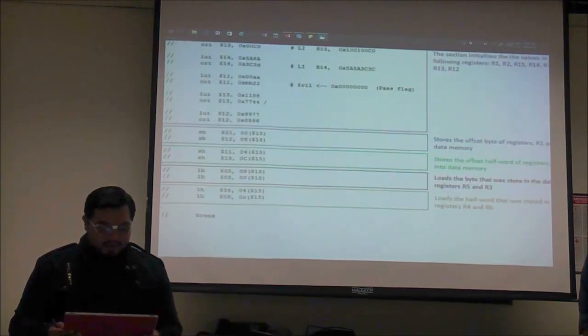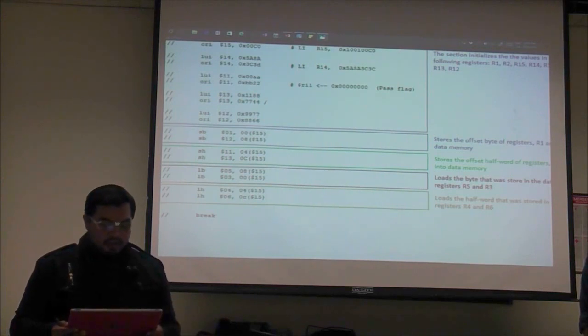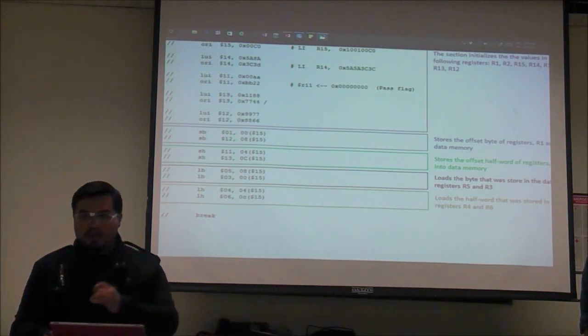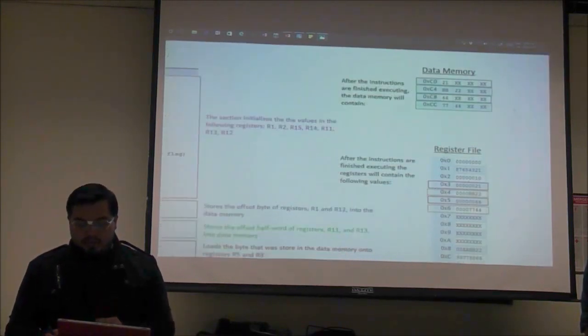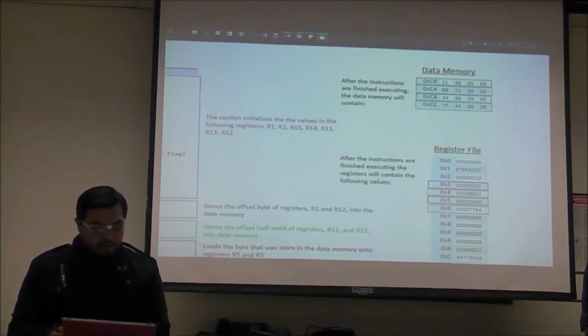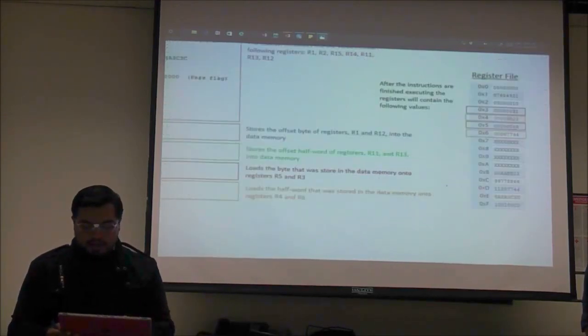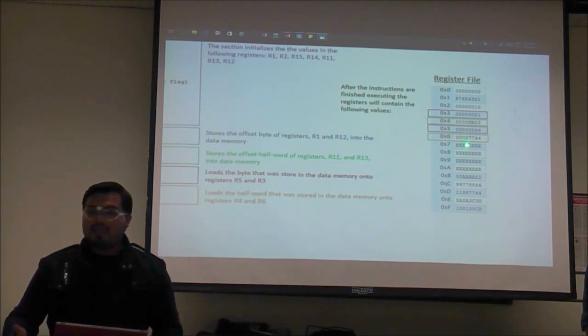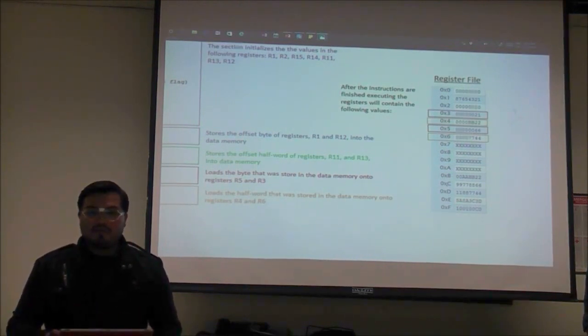Next one, same thing. Load onto register 6, base address C0 with offset C, so that's data memory CC. Data memory CC is 7744, and we said load it onto register 6. And what's register 6? 7744.